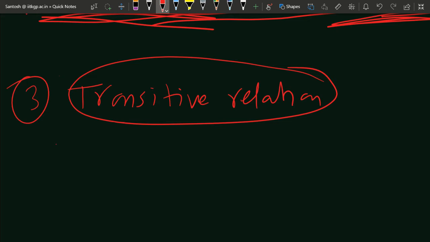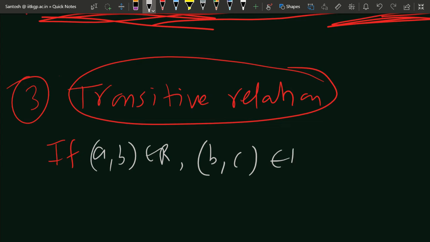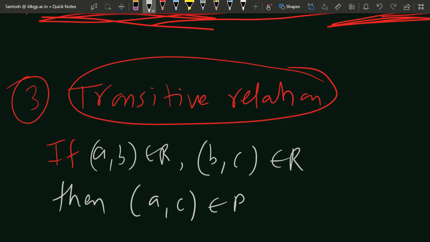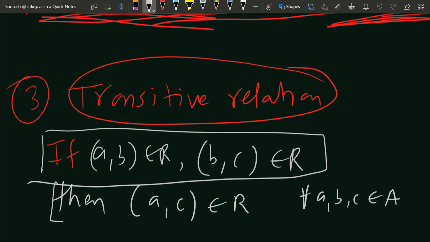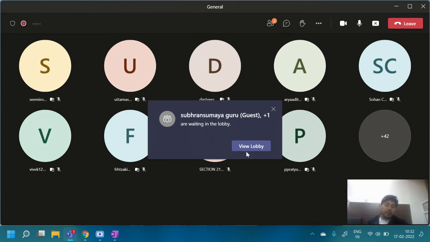So you will assume that if A is related to B, B is related to C, then you need to check whether A is related to C, for all such A, B, C belonging to A. So if this happens, only then you have to check this. So if A is related to B and B is related to C, then C is related to A.